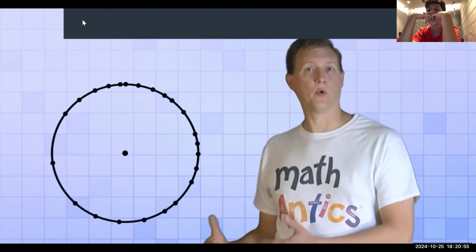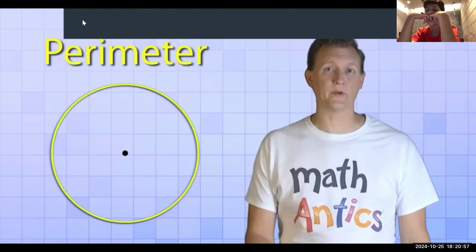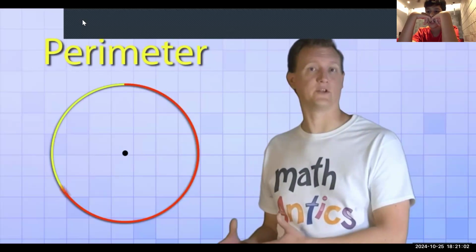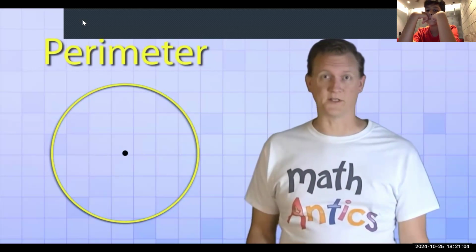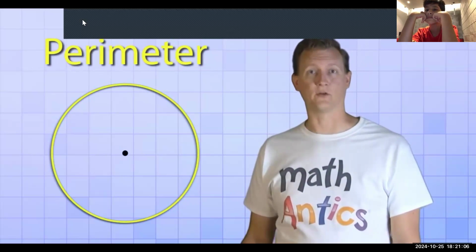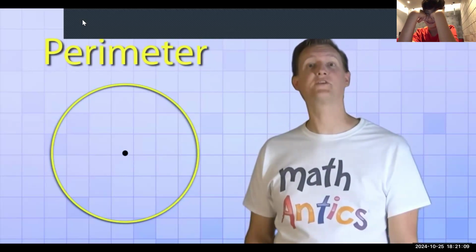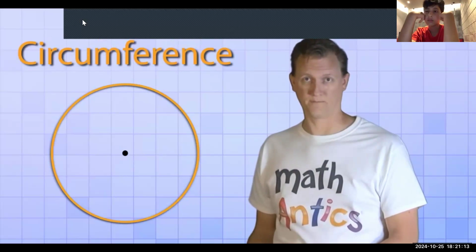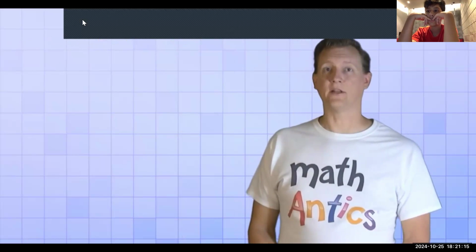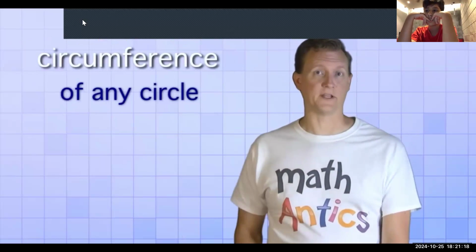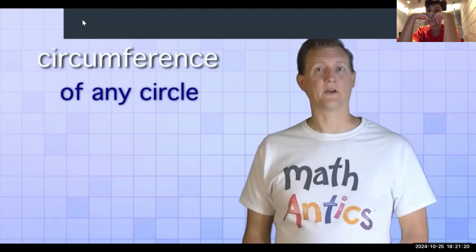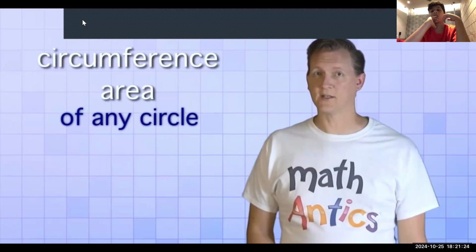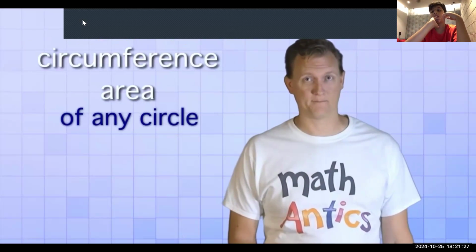All of the equidistant points we drew combine to form the perimeter of the circle. Remember that perimeter is just the distance all the way around a shape. But because a circle is a special shape, the perimeter of a circle gets a special name. It's called the circumference. The circumference is the distance all the way around a circle. We're going to learn how to calculate the circumference of any circle in the next video. We'll also learn how to calculate the area of any circle. But before we can learn those things, we first need to learn about pi.